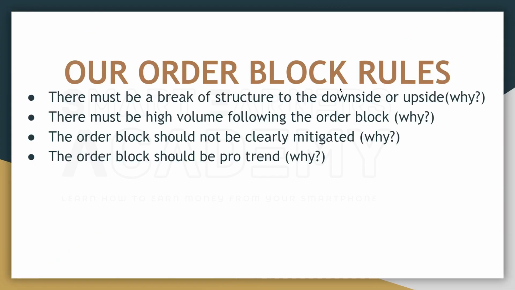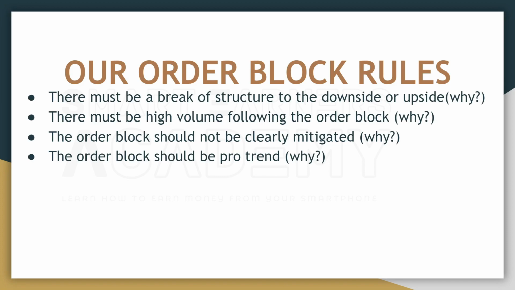Our order block rules. First of all, there must be a break of structure to the downside or the upside. The reason we are looking for a break of structure to the upside or downside is because this will validate an order block, in the sense that somebody in the market has created a movement which has broken a significant structure in the market beforehand. And that person who has done that is smart money.